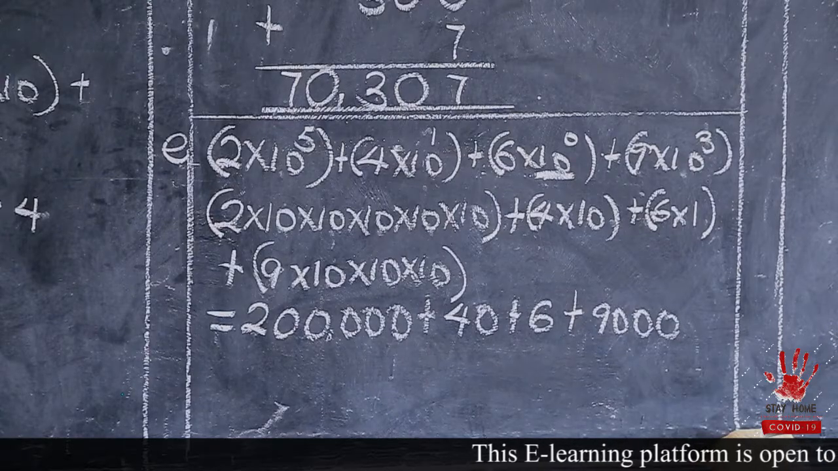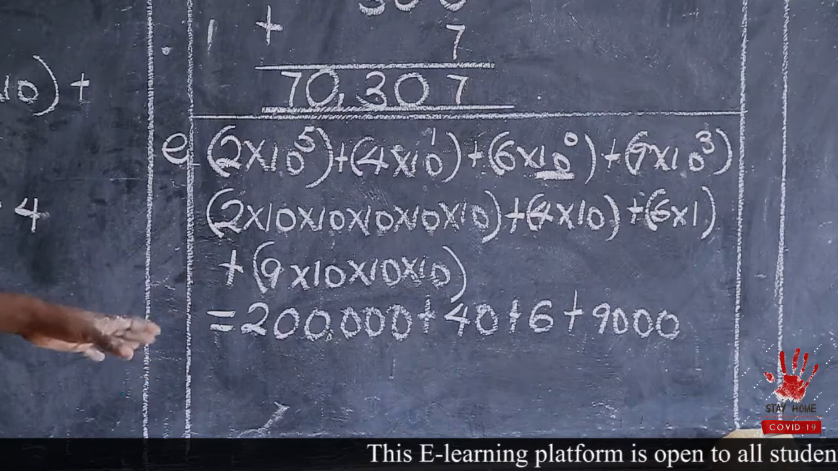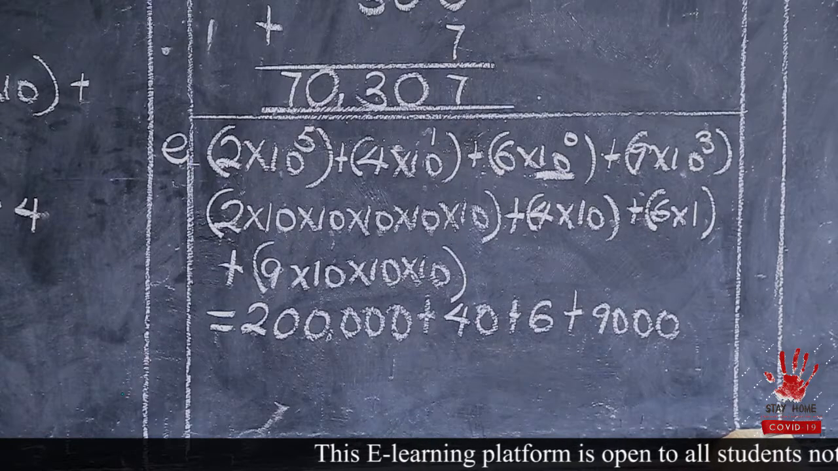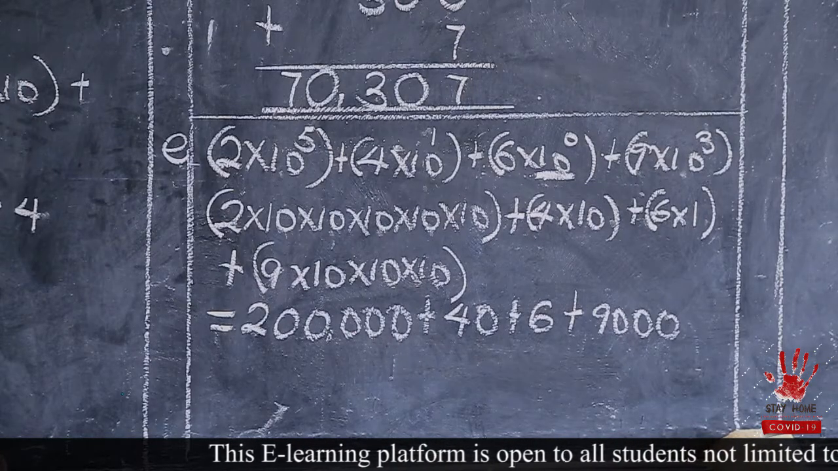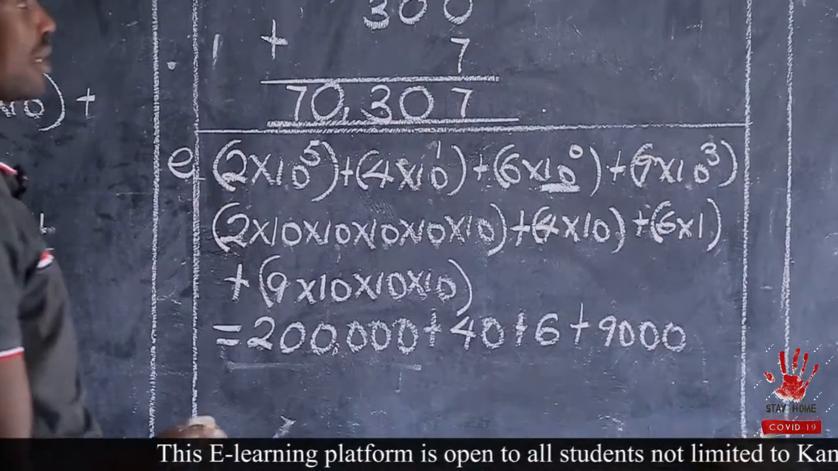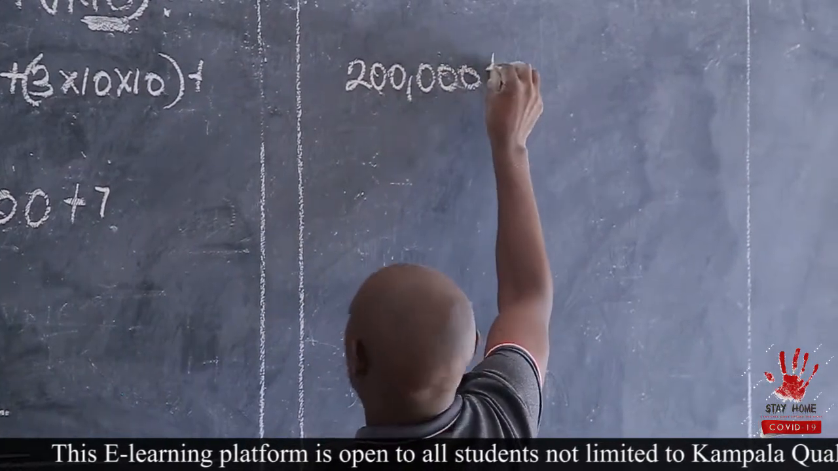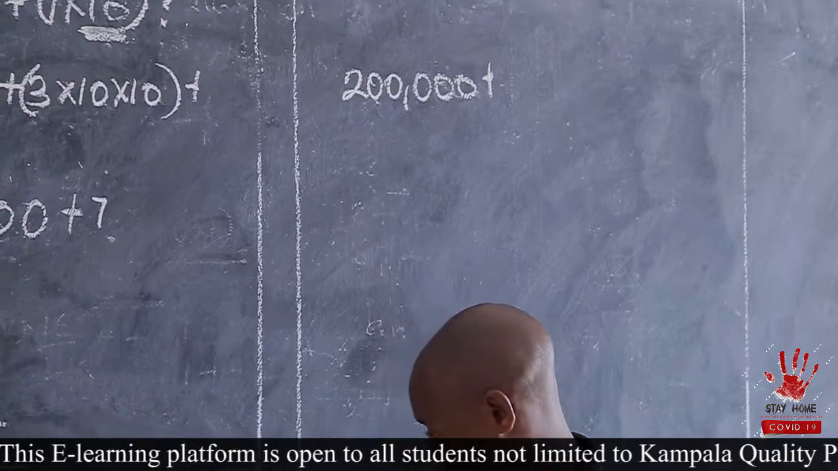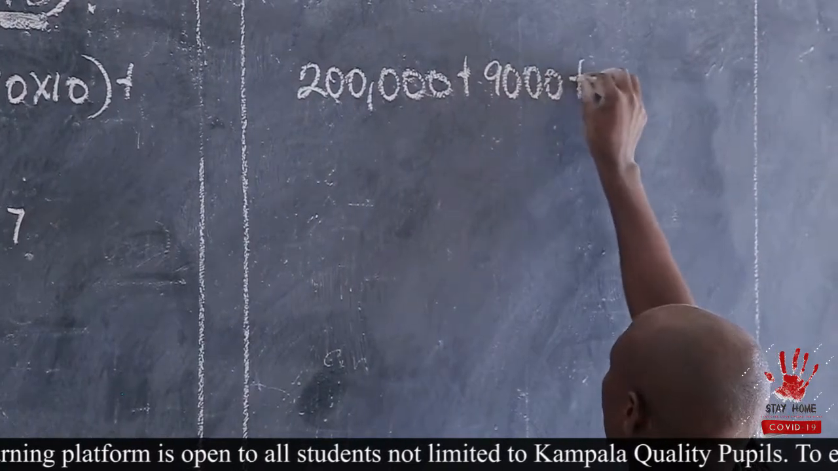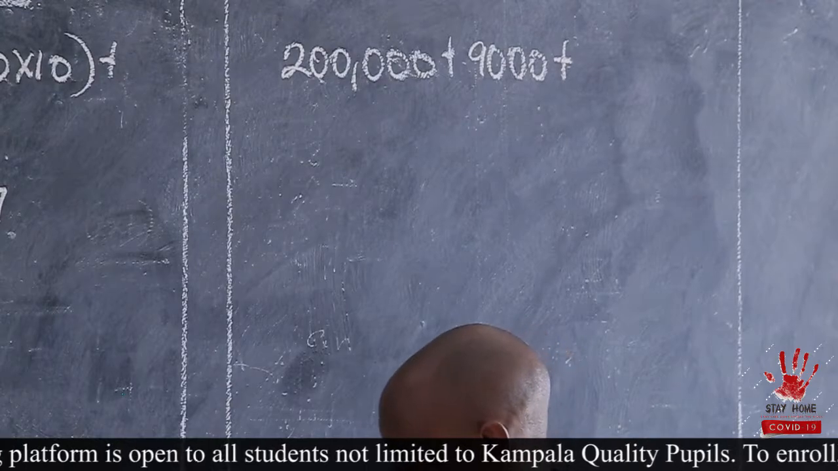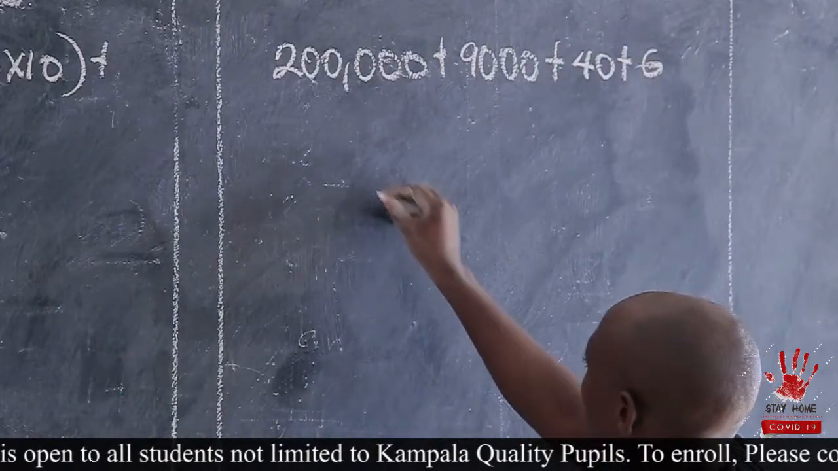Having got the values, I am now going to arrange vertically. But before I arrange vertically, you are supposed to rearrange your numbers in ascending order or descending order. So if I arrange my numbers in descending order, it means I'm beginning with the biggest. In this case, the biggest is 200,000. So we shall have 200,000 plus, what is the next in that order? Is it 40? Is it 6? 9,000. The next will be 9,000. Then plus 40 and 6, which one is bigger? It is 40. So plus 40. And finally, plus 6.